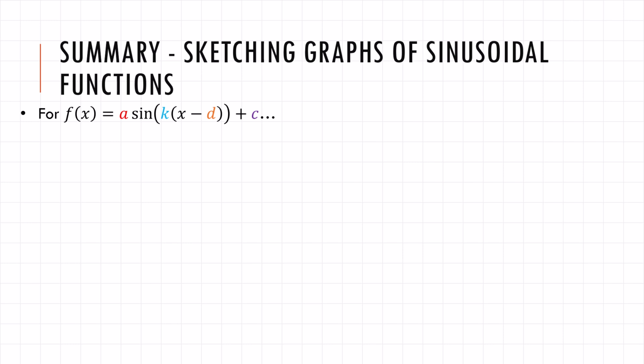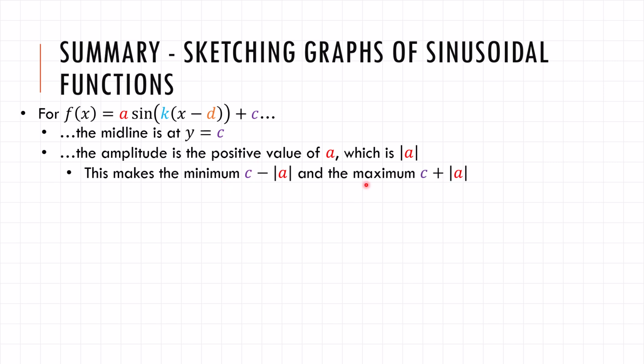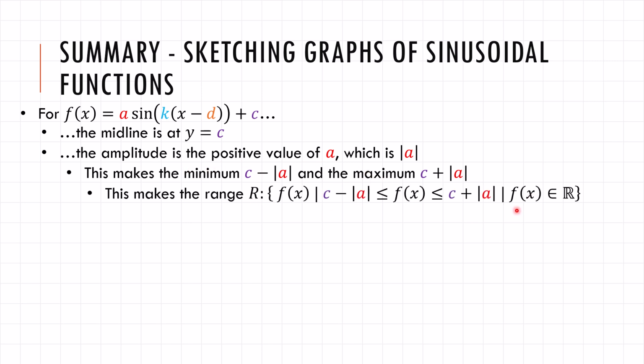And once we know all about transformations, we can actually use those to sketch a graph of a sinusoidal function. So for this function, y equals c is the midline. The amplitude is the positive or the absolute value of a. And if we start at c and we go up by a and down by a, that would tell you exactly where the minimum and the maximum of the function are, which tells you the range.